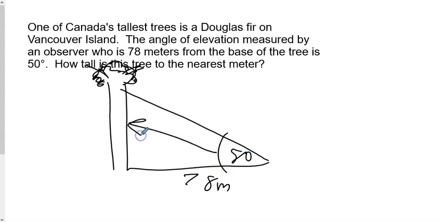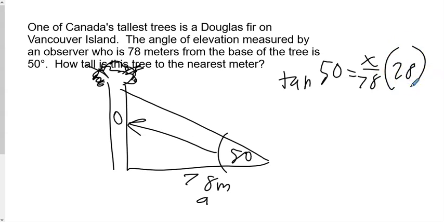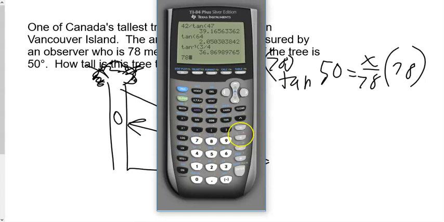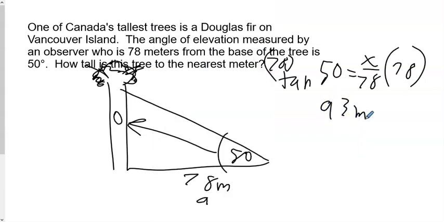So we're trying to find this measurement. So that's tangent again, because this is opposite and this is adjacent. Tangent of 50 degrees equals opposite over adjacent. So since x is on the top, we're going to multiply by 78. So we take our calculator and just do 78 times tangent of 50. About 93 meters tall. And that's it.